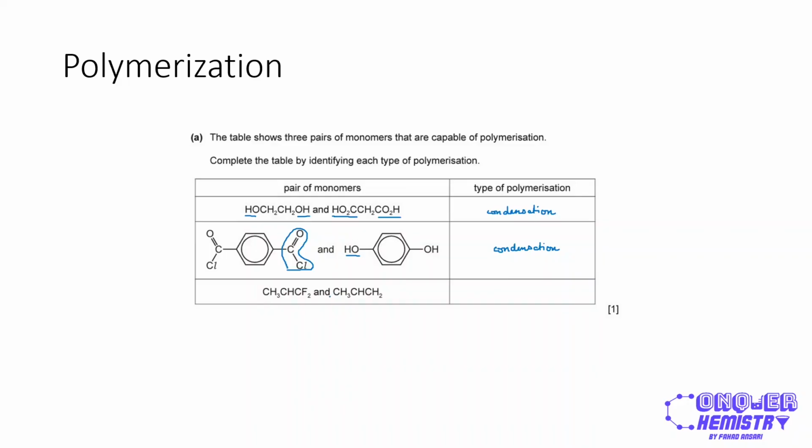In this third pair over here, we can easily see that we do not have alcohol or carboxylic acid or acyl chloride or amine. These are the functional groups that you need for condensation polymerization, but the only functional group that you need for addition polymerization is the carbon-carbon double bond, and we can see if we take this monomer as an example, we have this structure over here, and we have in fact a carbon-carbon double bond that is necessary for the addition polymerization.